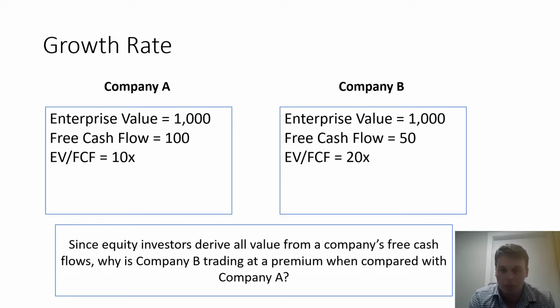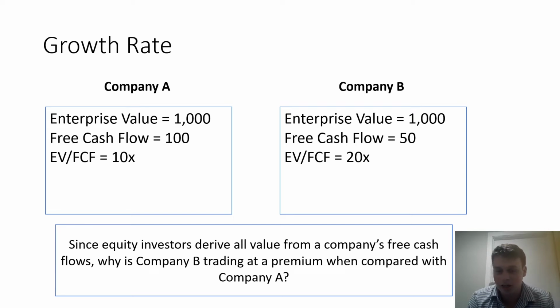So here we have company A and company B. Company A has free cash flow of 100 and company B has free cash flow of 50. Yet the market is valuing them both at an enterprise value of 1,000. And this is pretty strange, right? Equity investors derive all value from a company's free cash flows in the form of dividends or buybacks. So why is company B trading at a premium when compared with company A?